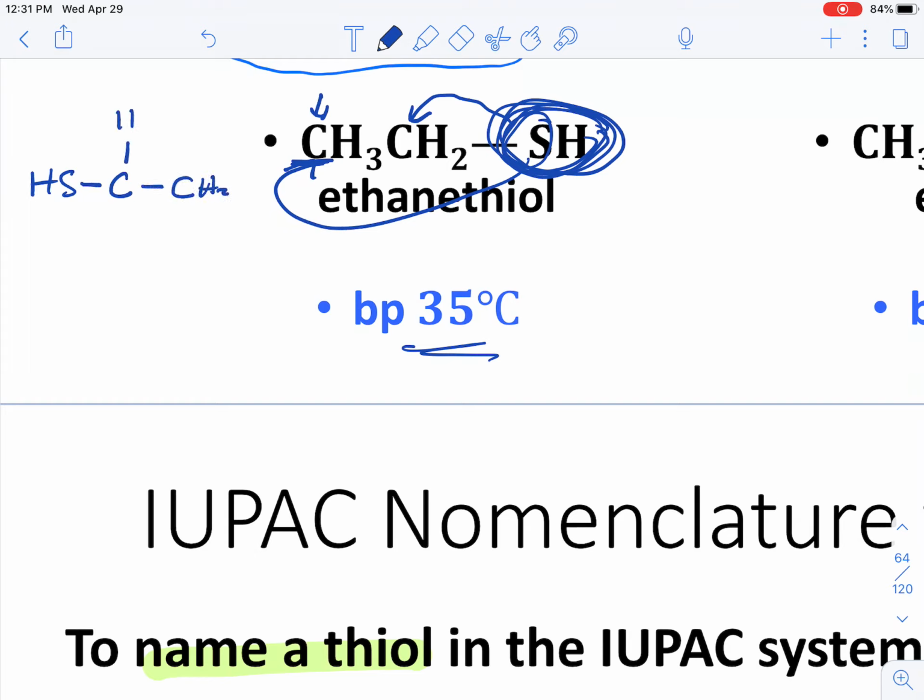Okay. And because there's only one way to place a sulfhydryl group on ethane, you're going to go ahead and omit the 1 from its name. So you don't need to describe or tell the reader where that thiol is. It's implied that it's going to be on carbon number 1.